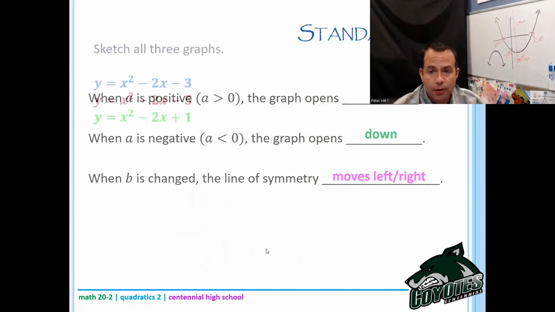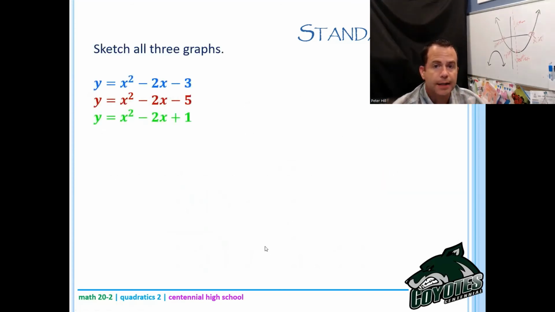Okay, now we're going to take a look at these 3 graphs. And what I want you to notice is I've kept A the same. I've kept B the same. This time I'm playing around with the C value. So in my blue graph, it'll be -3. In my red graph, it'll be -5. And in my green graph, it'll be +1. Okay. So go ahead and graph those and see what you got.